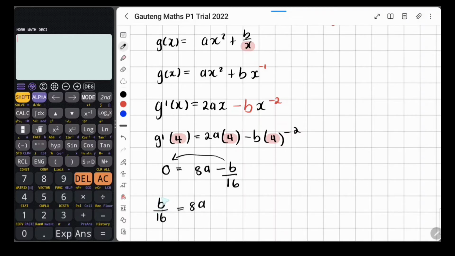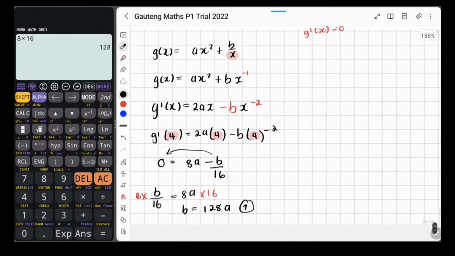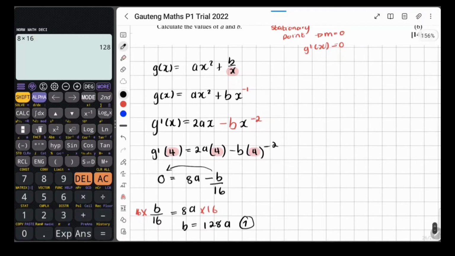Then the b looks much easier to make the subject. To get rid of the 16 so that b can be left alone, we have to multiply both sides by 16. And now we get b is equal to 8a times 16. 8 times 16, that's 128. So 128a. I'm saying that this is my first equation, the first equation I formed using the information they have given.